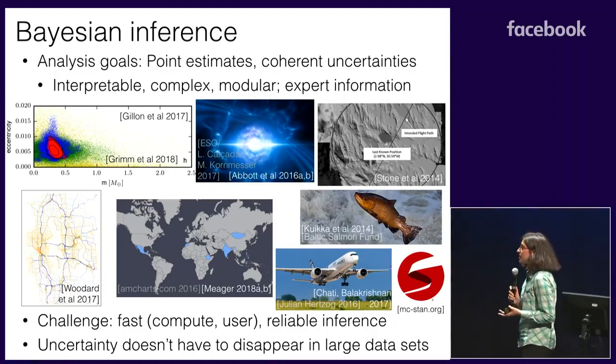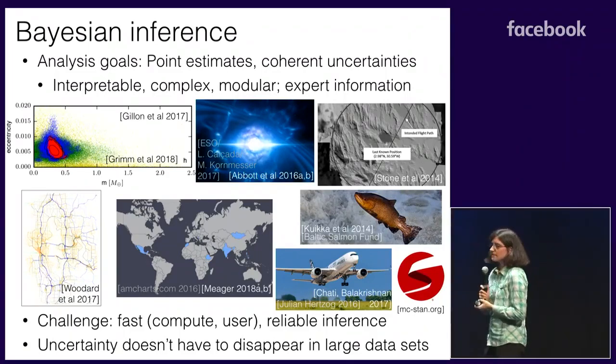Okay, so how do we deal with this problem? How do we have fast Bayesian inference?